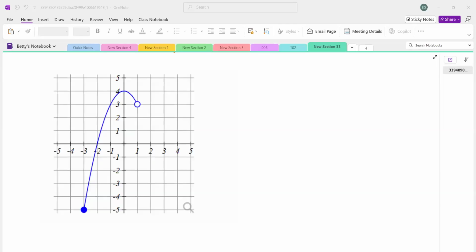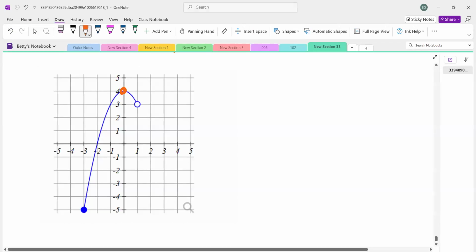I want to share my OneNote. This one, my OneNote. Do you see the curve? Yes. I'm trying to explain this point.